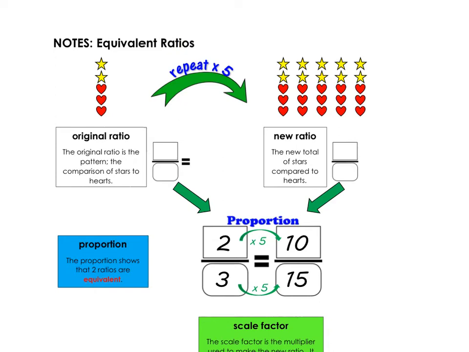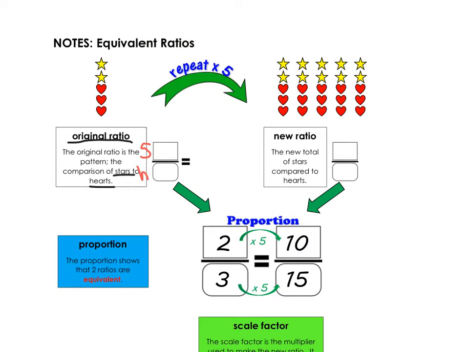All right, so today we're going to be looking at equivalent ratios. So we always want to start with our original ratio. The original ratio is the pattern, the comparison of stars to hearts. So as you see here, we have stars to hearts. So I want to make sure I'm labeling first. So I'm going to label stars to hearts in that order.